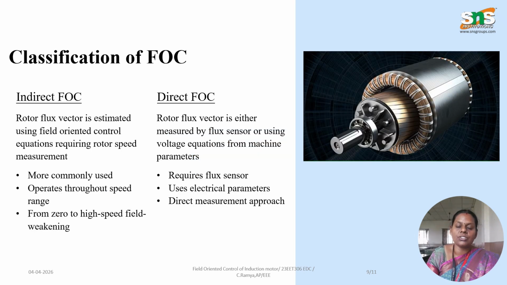Next is the classification of field-oriented control. FOC is classified into two types: one is direct, another one is indirect. Indirect FOC estimates the rotor flux using equations and speed measurements, and it is widely used in industries. Direct FOC measures flux directly using sensors or machine parameters. Each method has its own advantages based on the application requirement.